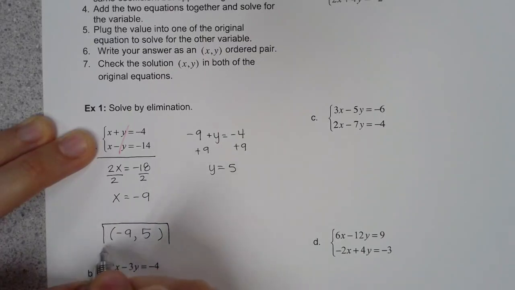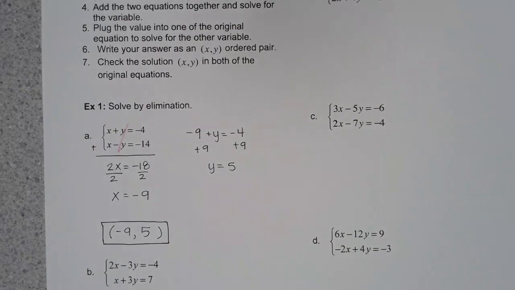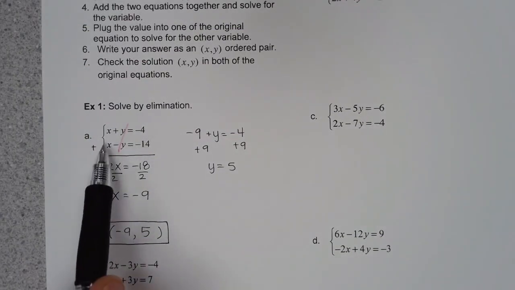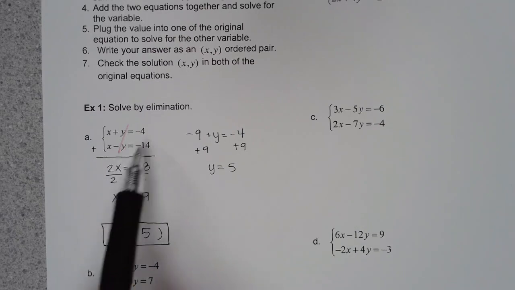If I were to graph these two lines to find the point where they cross, they would cross at the point negative 9, comma, positive 5. And again, if I plugged the negative 9 into this equation instead, I would get the same answer.